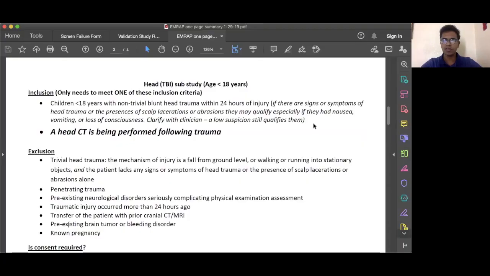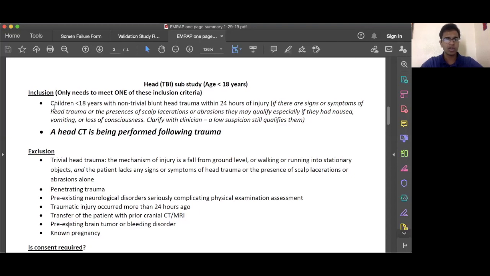The next sub-study we're going to be talking about is the HEAD sub-study, also called the TBI sub-study. Similar to the IAI sub-study, the age inclusion still remains. They have to be less than 18 to potentially qualify. Another similarity is that they only have to meet one of the inclusion criteria to be included into this sub-study.